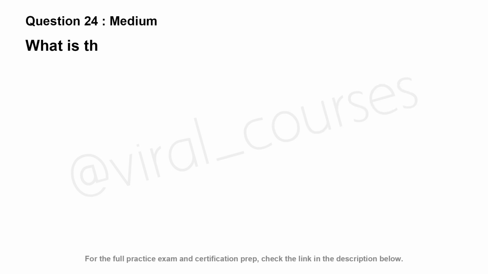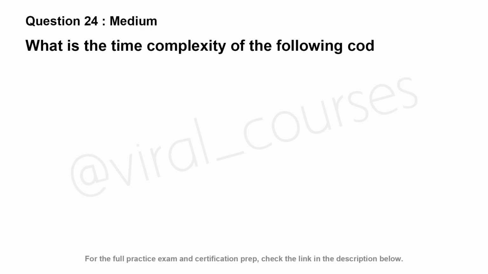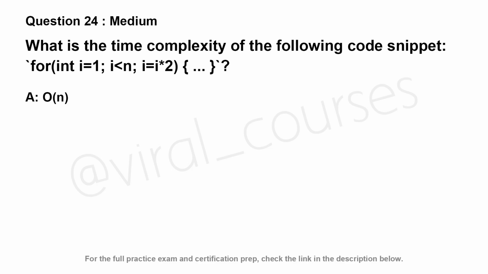What is the time complexity of the following code snippet? For int i equals 1, i less than n, i equals i times 2. Option A, O(n). Option B, O(n squared). Option C, O(log n). Option D, O(sqrt n).